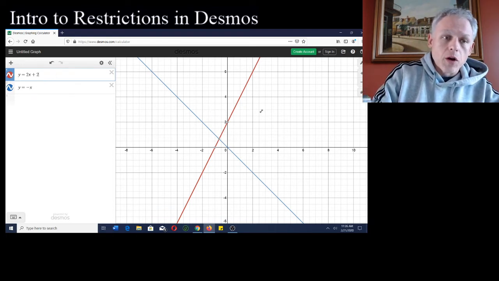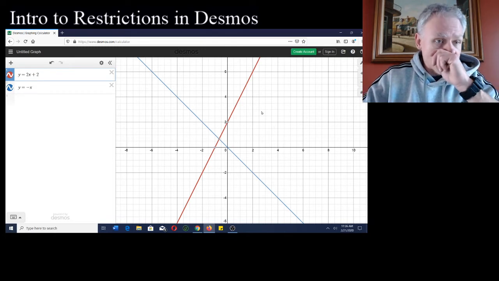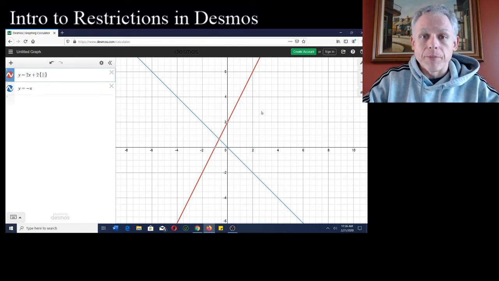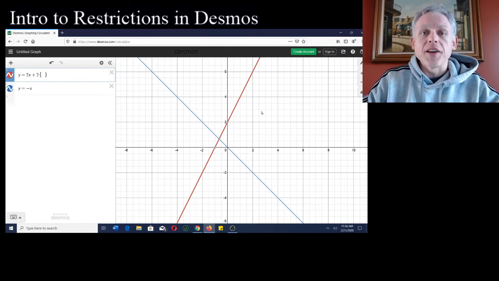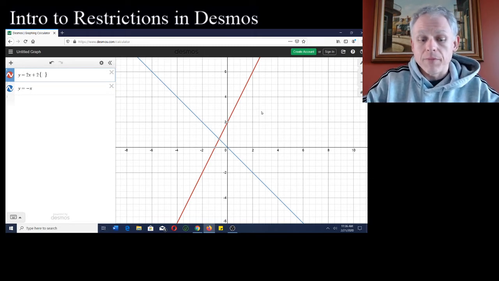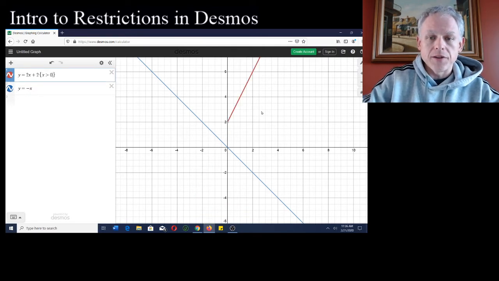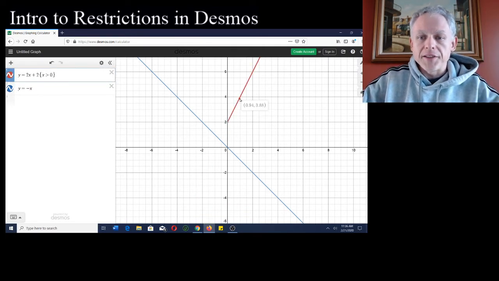So I'm going to go right next to the equation and add a set of curly braces. If you watched the last video, you know that when we want to add a restriction, our restriction is going to be an inequality that's enclosed by curly braces. I want it to be just for x positive, so I'll do x greater than 0. Now you can see that the red line is only graphed over positive x.